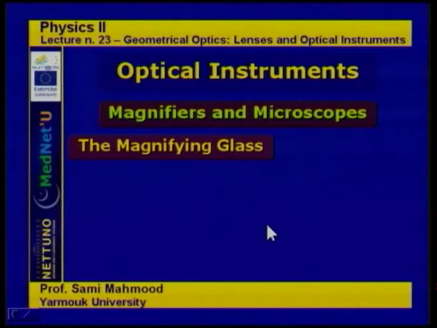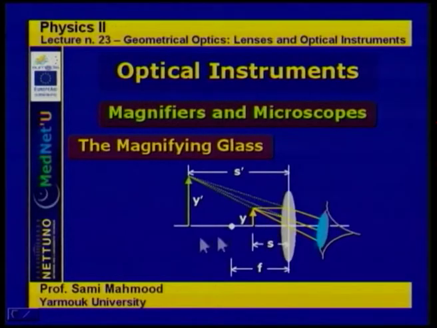First of all, let's talk about the magnifying glass as a very simple microscope. So this is the magnifying glass, and if we have an object here, the object is between the focal point and the lens itself. It forms an enlarged image, which is a virtual image, and this image can be viewed by the eye.